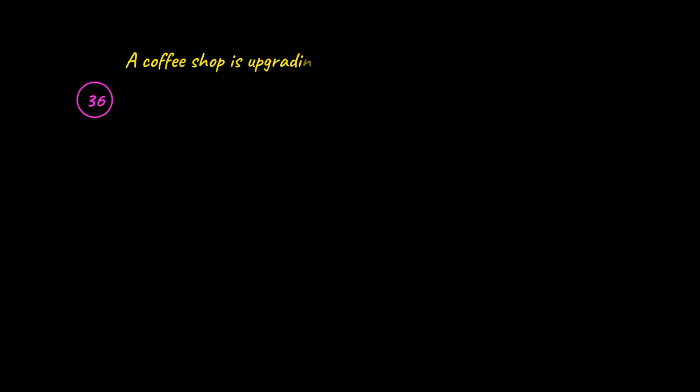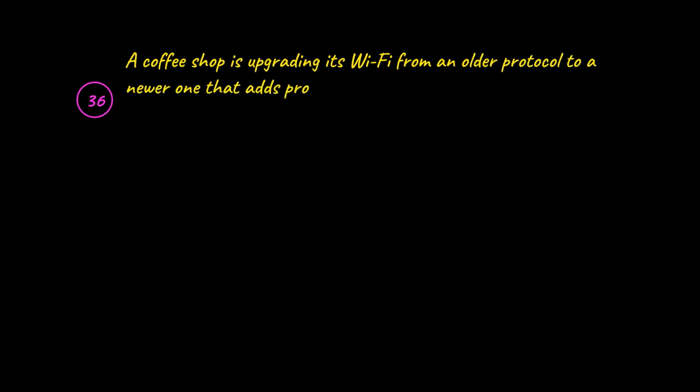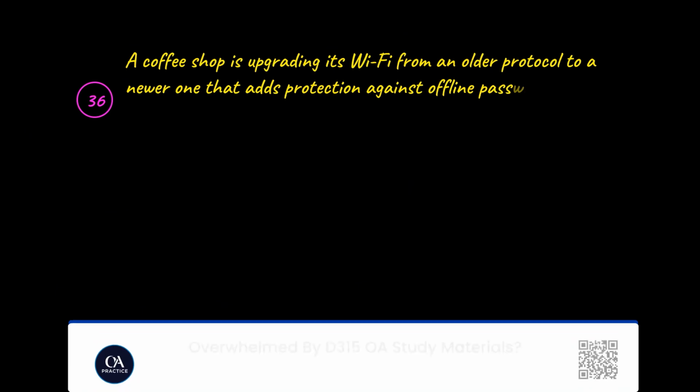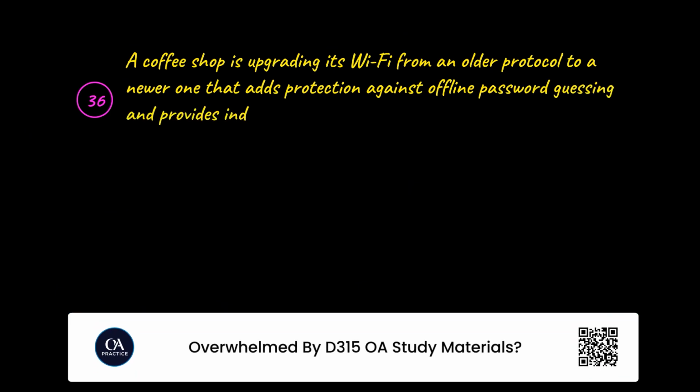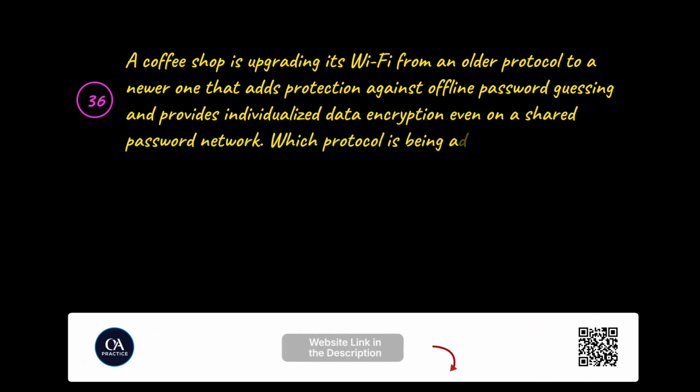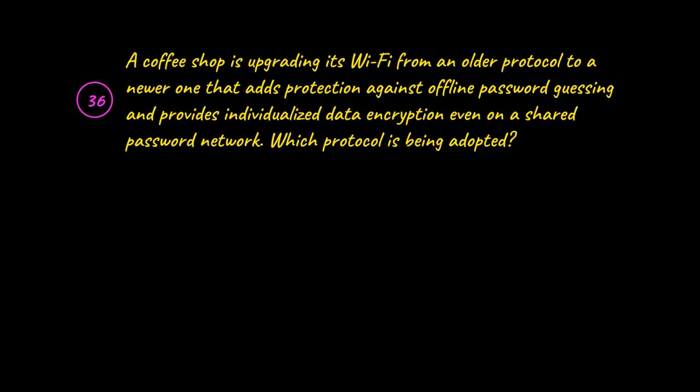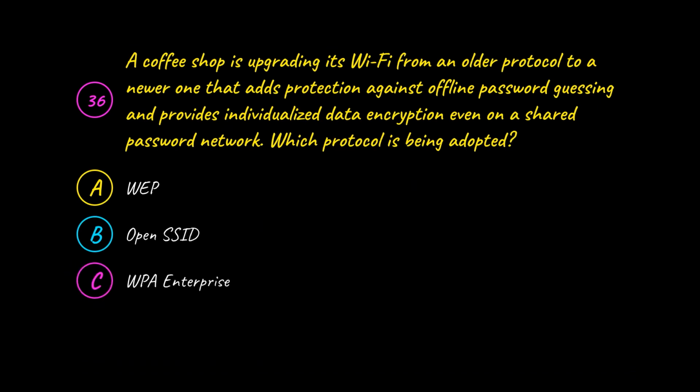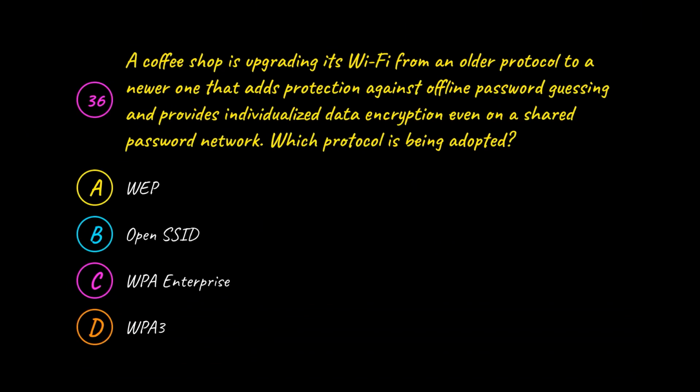Question 36. A coffee shop is upgrading its Wi-Fi from an older protocol to a newer one that adds protection against offline password guessing and provides individualized data encryption even on a shared password network. Which protocol is being adopted? Your options are A. WEP, B. Open SSID, C. WPA Enterprise, D. WPA3. What's your answer? Commit to one before I continue.